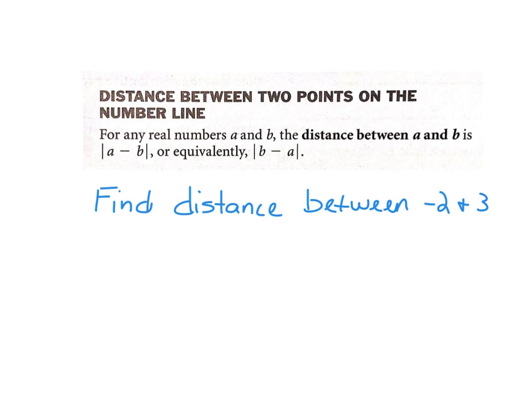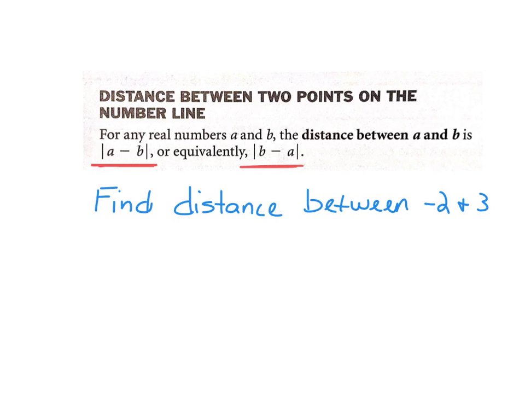Last slide of the day. They're going to ask you to find the distance between 2 points on the number line. And all you do, and this is one time in your life it doesn't matter which order you do this in, but that's one thing absolute value is for, finding the distance between 2 points. You can do a minus b and take the absolute value, or you can do b minus a and take the absolute value. And the reason why the order doesn't matter is because you're going to take the absolute value, which means it's going to be positive anyway.